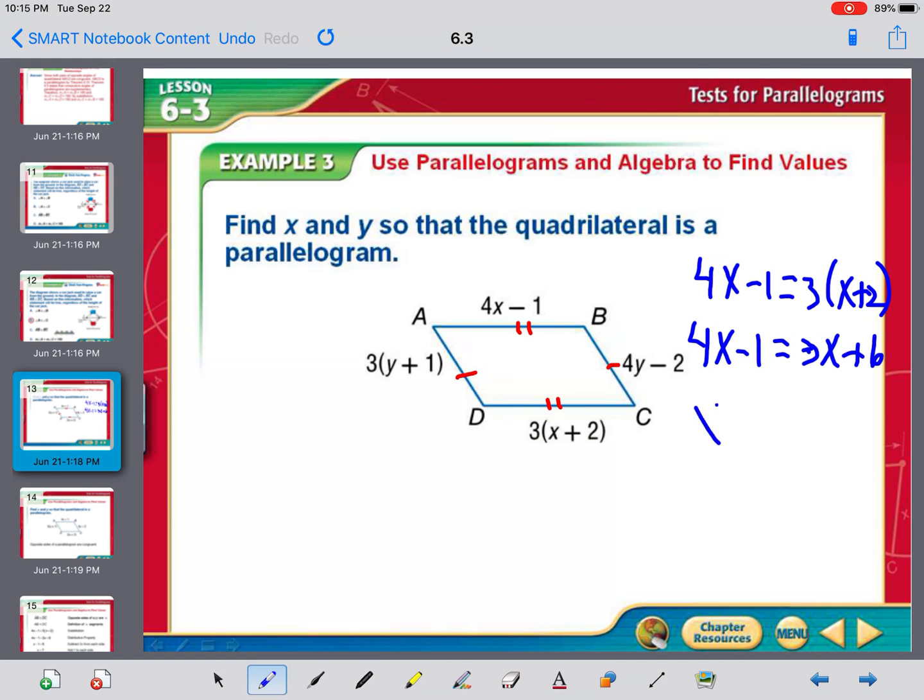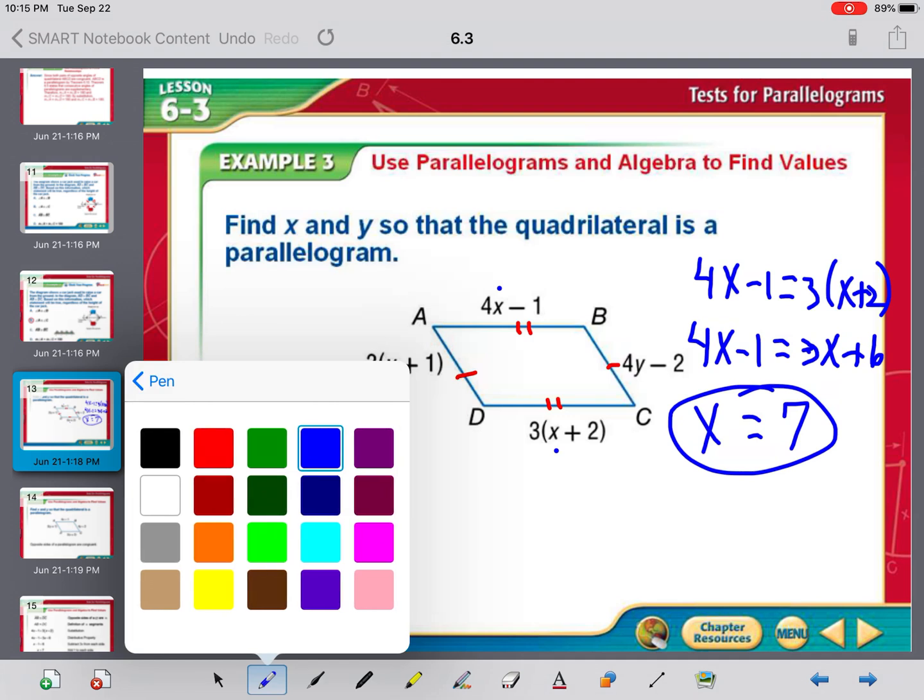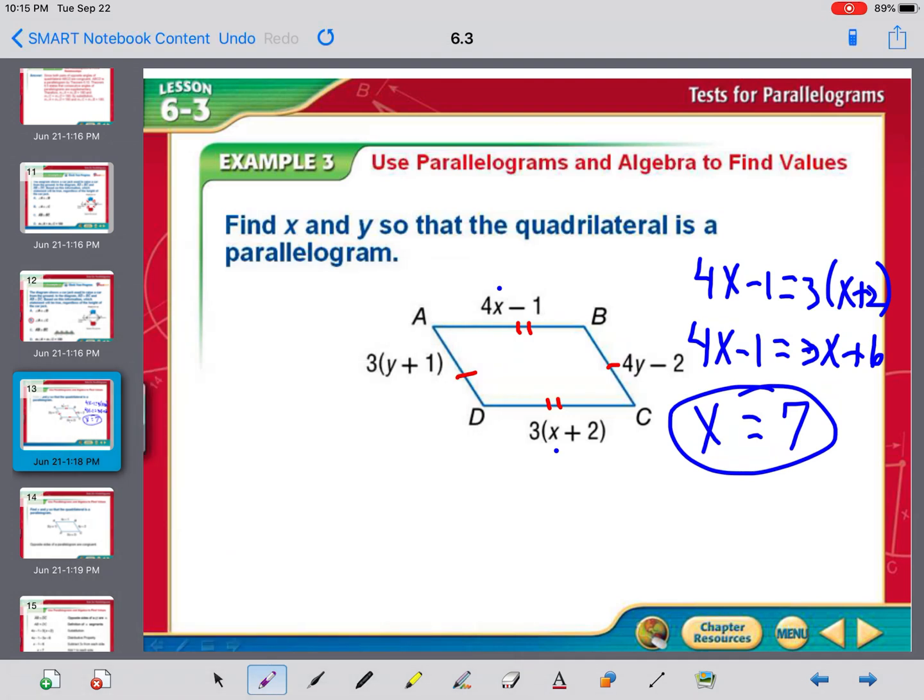plus 6, distributive property. So I'm going to pull the 3x over and make it x. I'm going to send the 1 across and make it 7. And so x is 7. I could plug that back in each of those and make sure it really did work. They would both be 27 if I did.